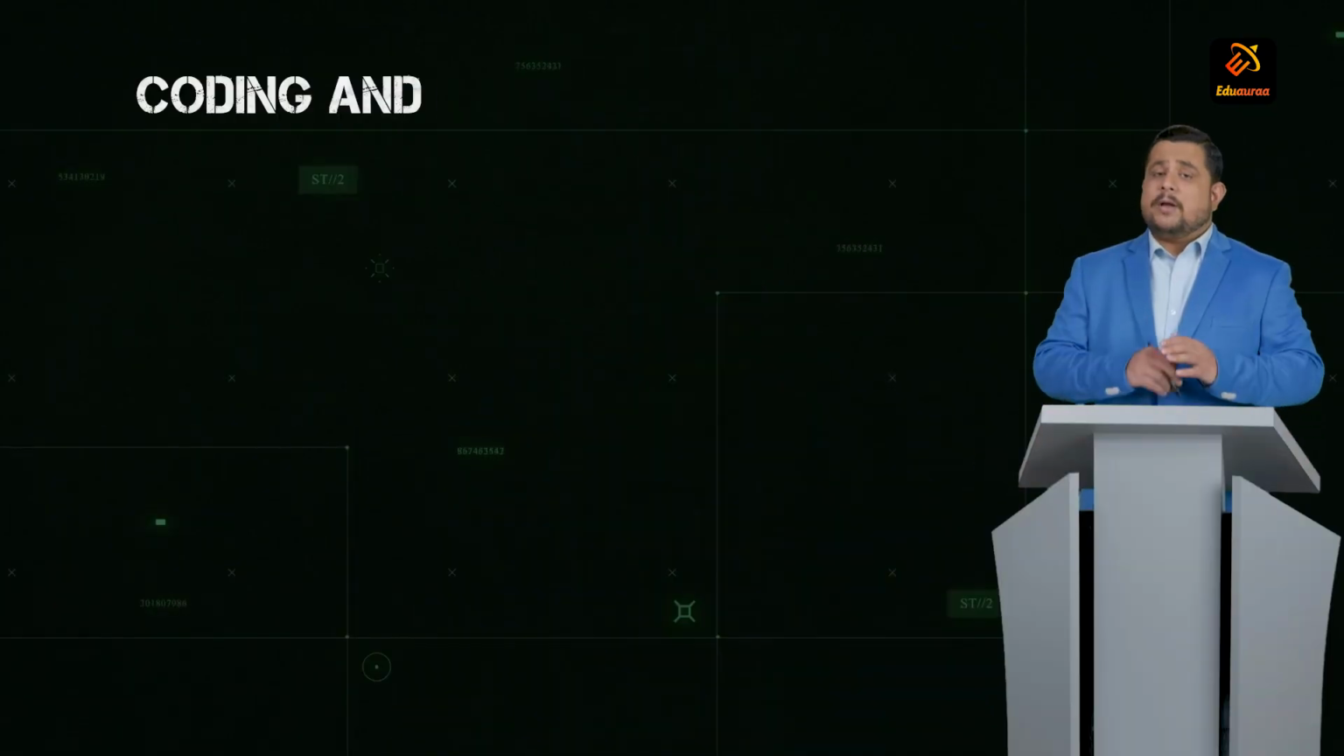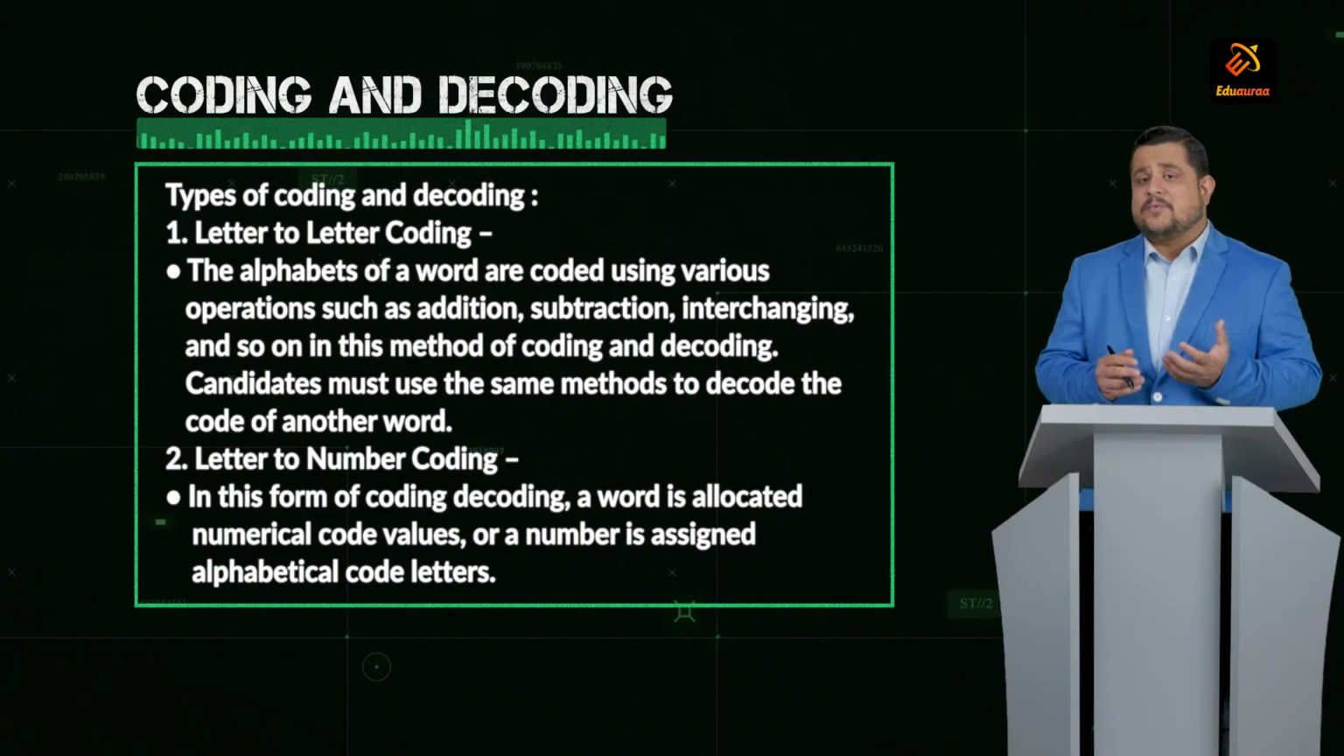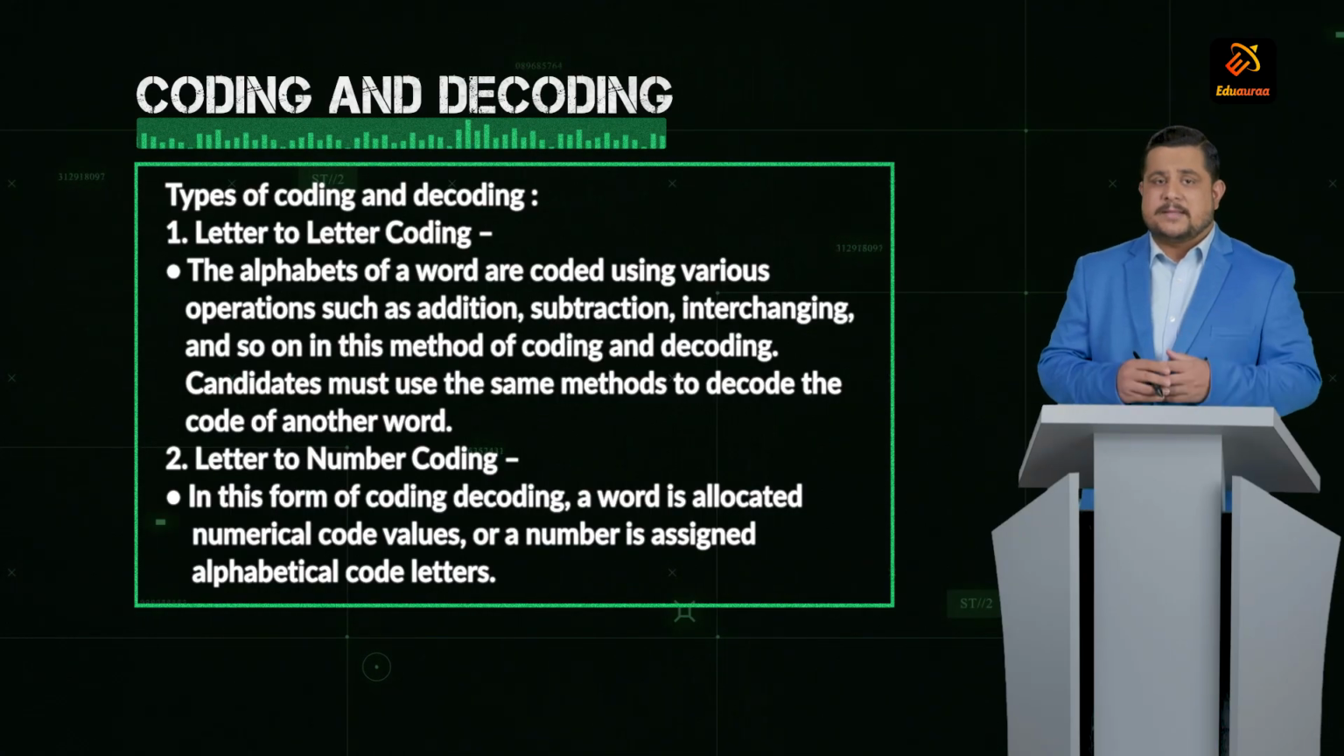So there will be some pattern, some logic that you have to find out and understand. About coding and decoding, first of all, we have to analyze the types of coding and decoding, so you will have a better idea what kind of question will come and how we have to approach it. There are various types of coding and decoding, and some of the most important types we are discussing here.